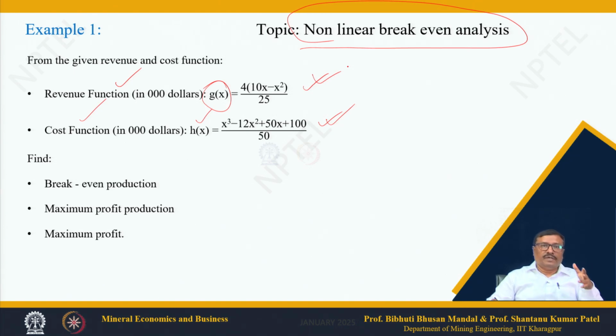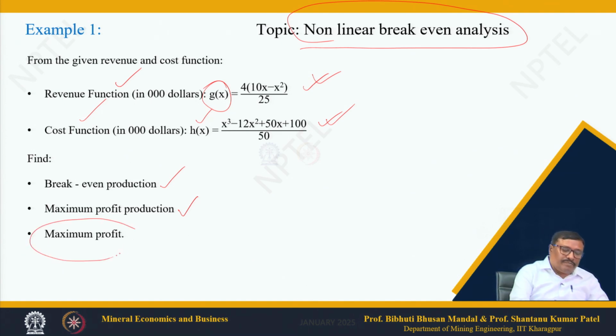What we have to find out? First, the break even production. Where do we break even? That means the break even point. Then on the profit side, we have to find out the maximum profit production. That means at which number of units will give you the maximum profit, and the quantity of maximum profit. That means the maximum amount of profit that you can earn when these two equations hold true.